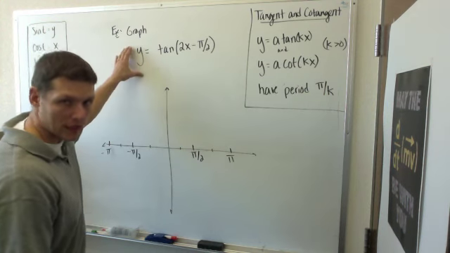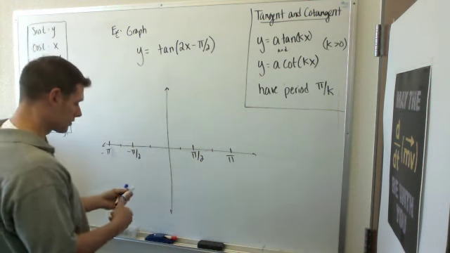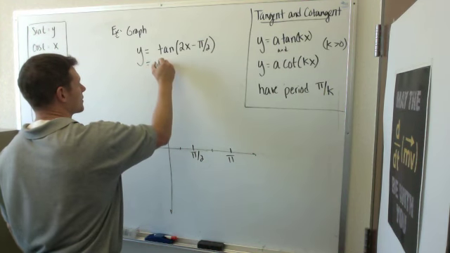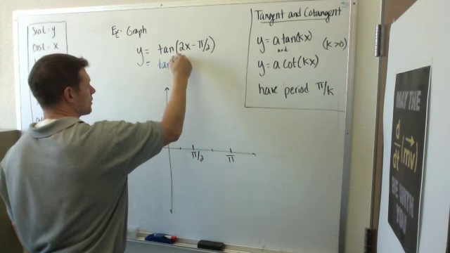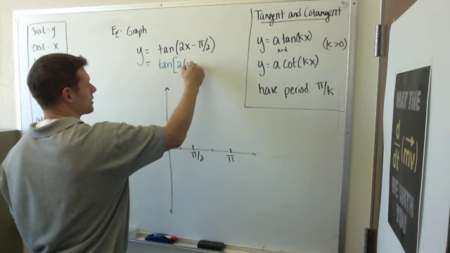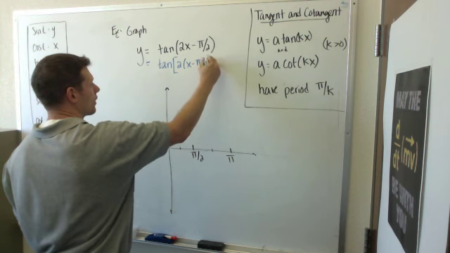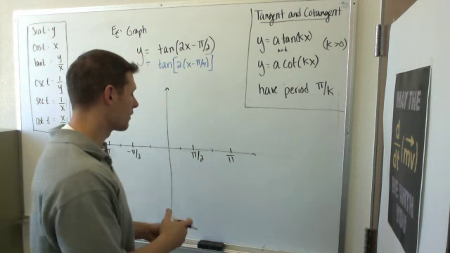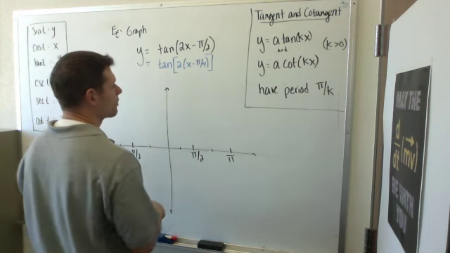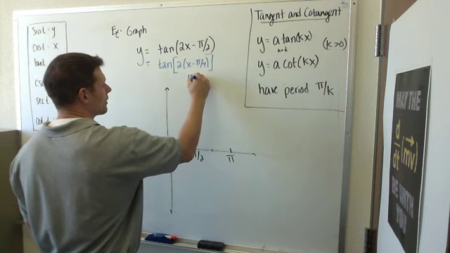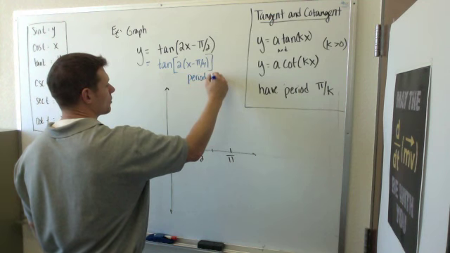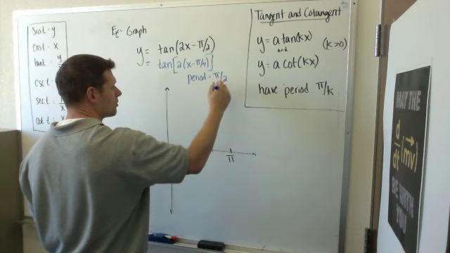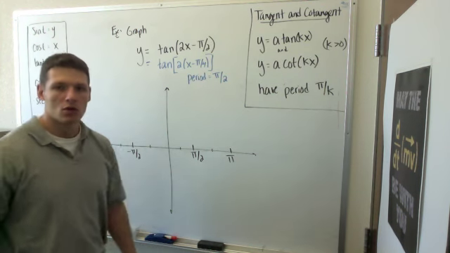So let's graph this guy. y equals tan of 2x minus pi over 2. One thing you can do is factor out the 2 first. So rewrite this as tangent of 2 times x minus pi over 4. Now that x minus pi over 4 is just a shift. Okay, it's just a horizontal shift. So if we want to find the period, our period would be equal to pi over k. What's the value of k here? k is equal to 2, so our period is pi over 2. So we've got a period of pi over 2.